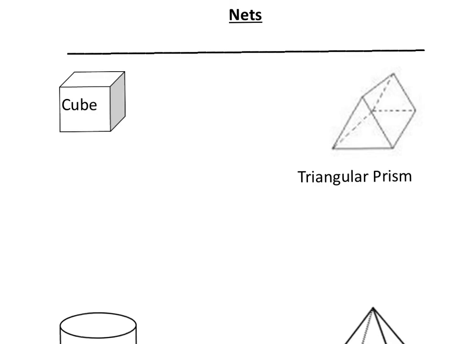Now we're going to take a look at the vocabulary term net. You are not catching anything. You are not going out and catching butterflies with this net. A net is an unfolded 3D figure.